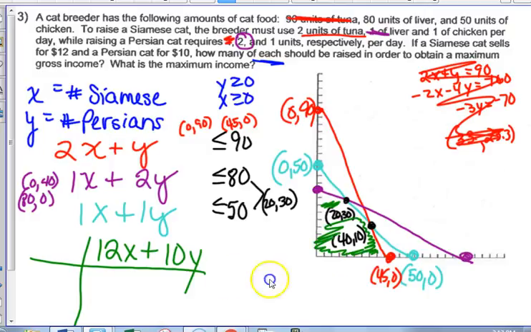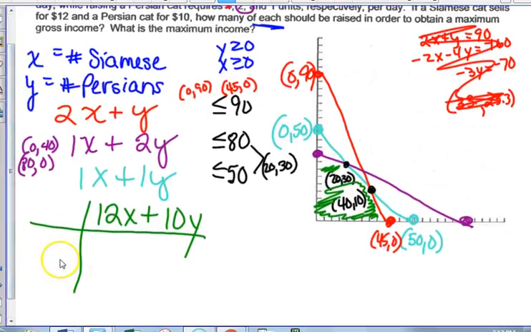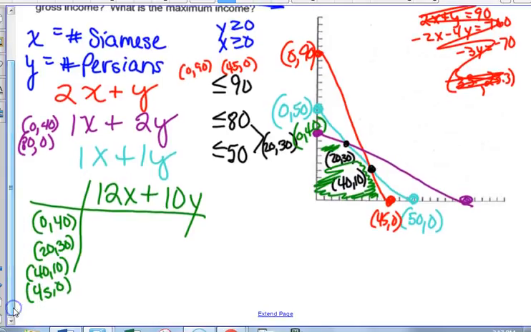Okay, so what are the points we're putting in our little chart? Oh, we need that point right there. That would be 45, 0. 0, 40. 20, 30. 40, 10. 45, 0, and 0, 0, which will get us no income at all.